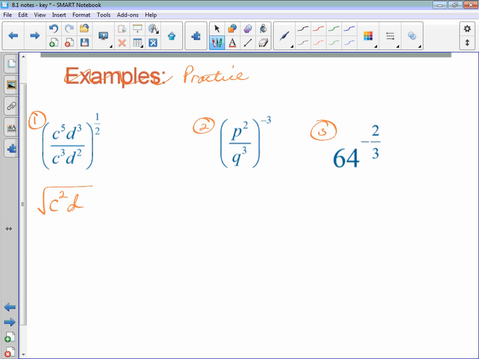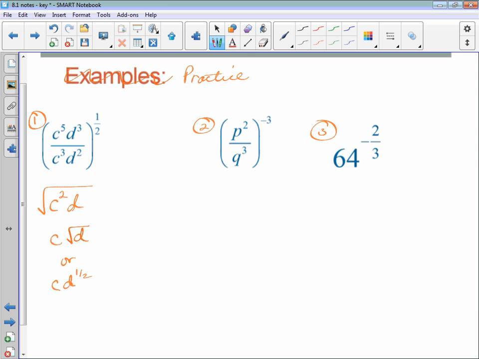So what's the square root of c squared? C. And then you can't take the square root of d, so that's what it is. Can you also write it as c d to the 1/2? Yes, very good. Okay, perfect.